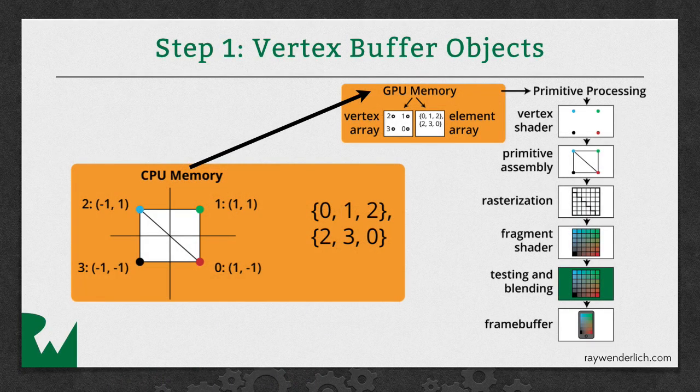The first step is the vertex buffer objects. It's sending the data from your CPU to your GPU about your vertices and the triangles that you want to render, and then binding those to be active and saying, go ahead and draw. And we've covered this in a lot of detail. I think you should know this by now. So let's see what happens next.